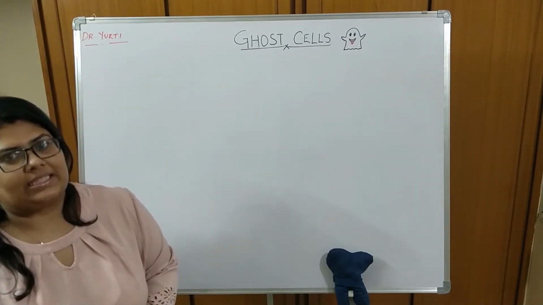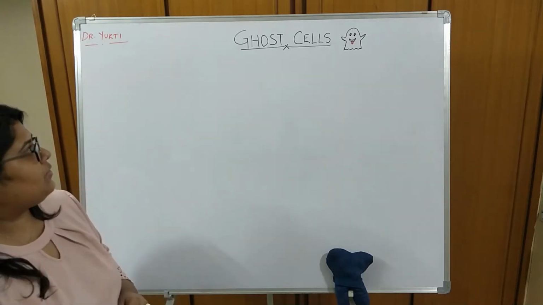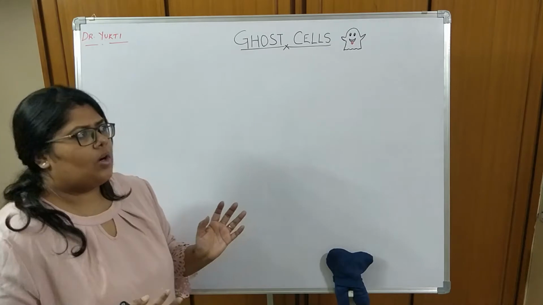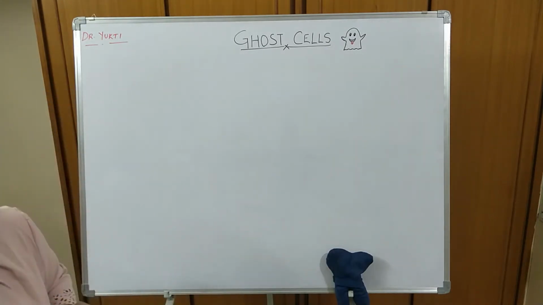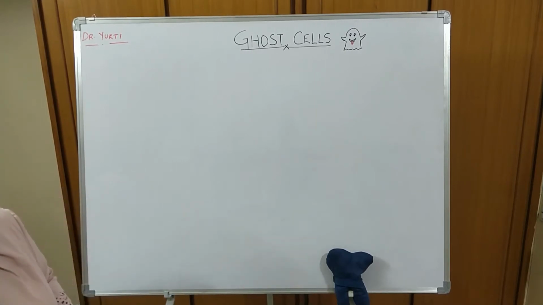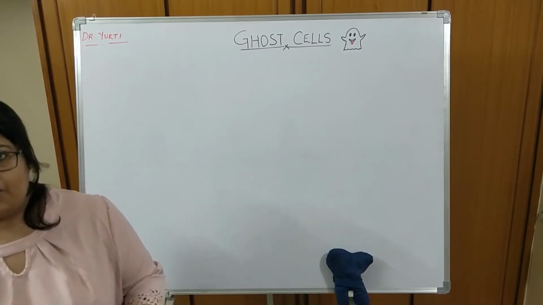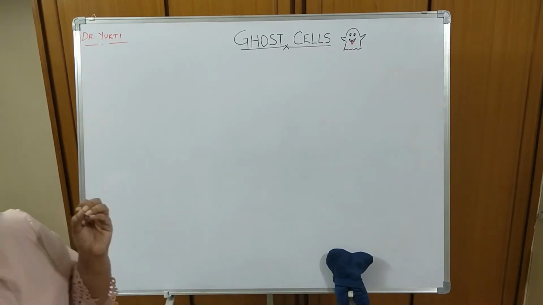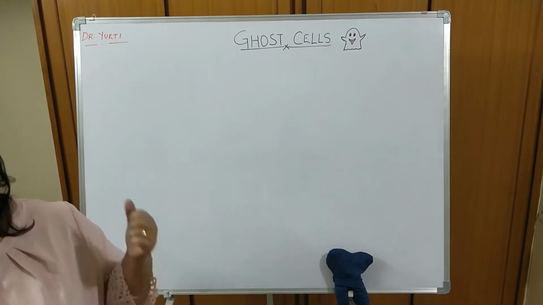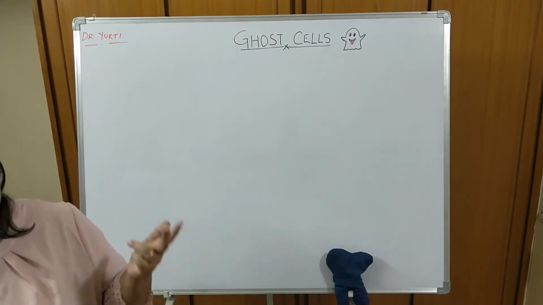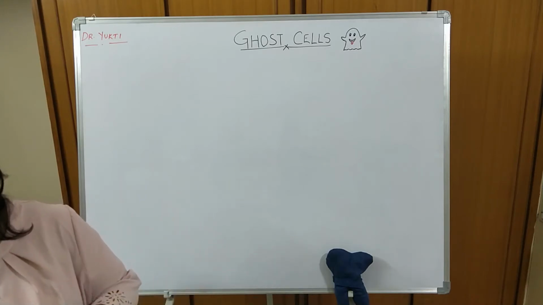Easy concept based learning. The lecture for today is about ghost cells, right? This is an important histological feature that we see in most odontogenic tumors as well as non-odontogenic tumors. So today in this lecture we are going to learn about everything that is to be known about ghost cells. What are they? How are they? Why are they present? Where are they present? Okay, everything.